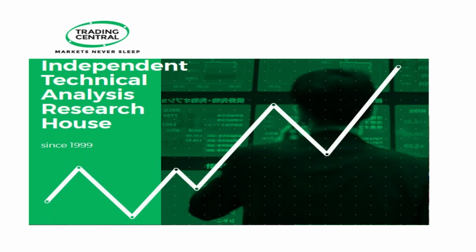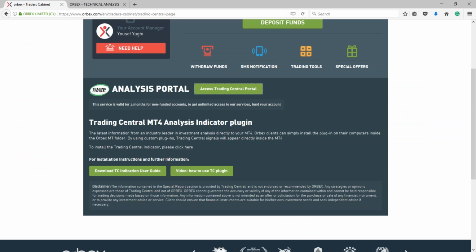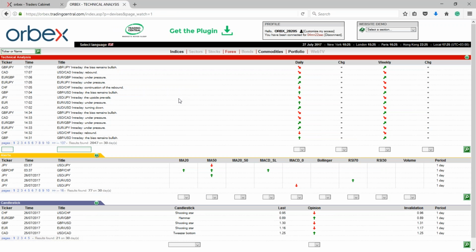And the fantastic thing is that by opening an account with Orbex, you can actually access their analysis and signals for free. Simply by opening an account with Orbex, you'll be able to access all of their analysis and their signals totally free. So to access the signals and the analysis, you simply log into the My Orbex area of the website. This will take you through to your personal trader's cabinet. Then once you're in there, you simply click through to the Trading Central analysis portal, and this will open up the Trading Central analysis platform.